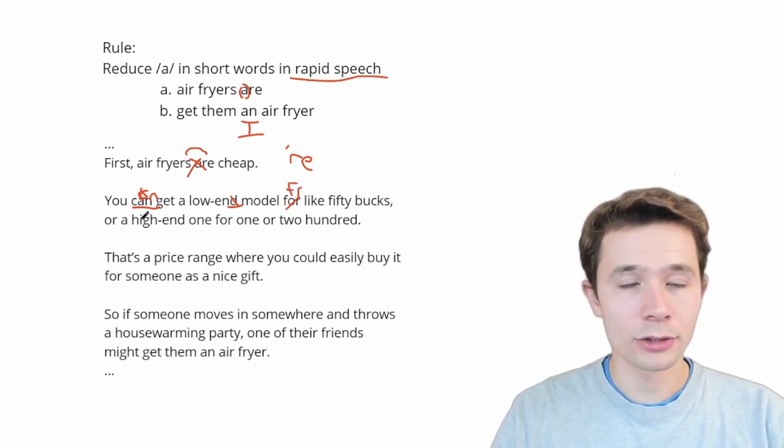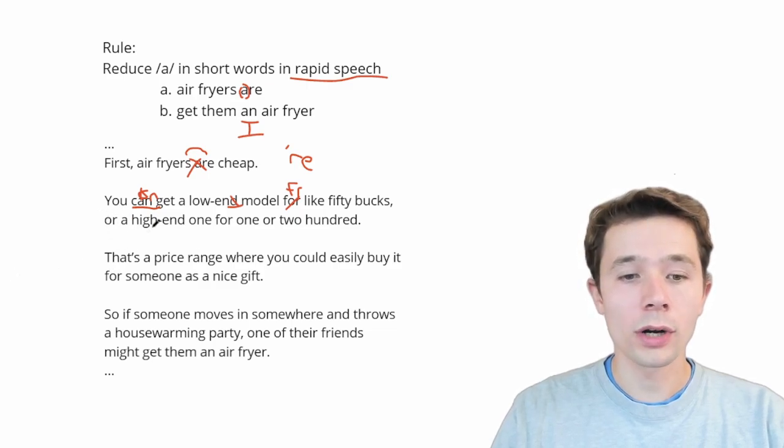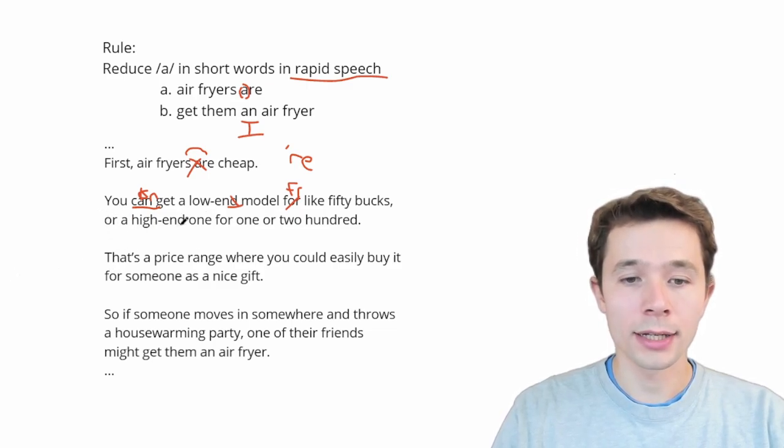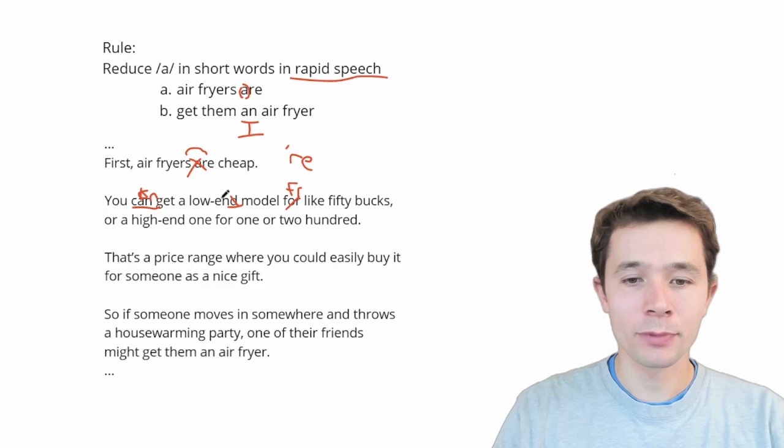You can get a low-end model for like 50 bucks or a high-end one for 1 or 200. High-end one. So here that D before the W, it's a little bit stronger than before the M. Before the M, it really disappears. We can call it a reduced D. A high-end one. High-end one for 1 or 200. For 1 or 2. Here, that's just an instead of an or sound.